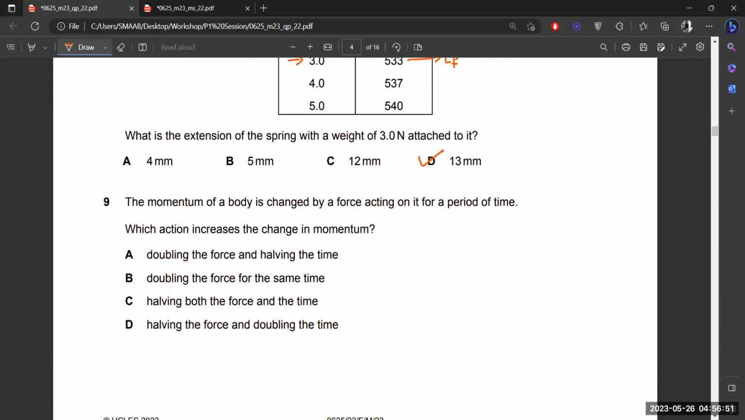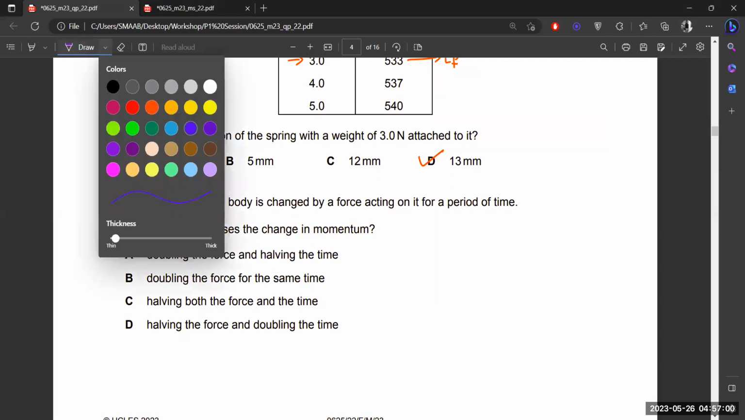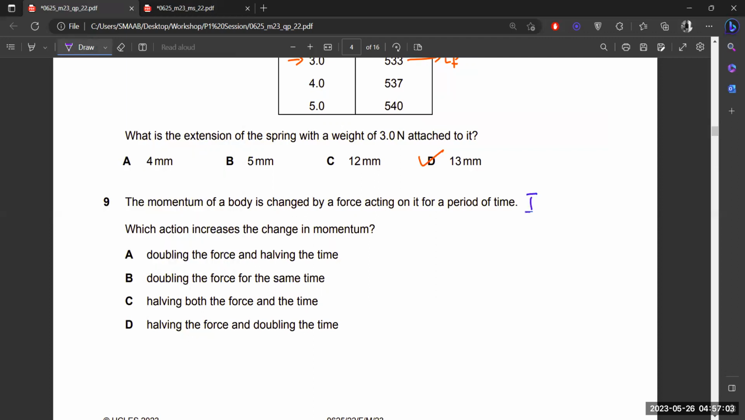Okay, so question number 9. The momentum of a body is changed by a force on it for a period of time. Basically, they are talking about impulse. We studied the concept of impulse. That is force acting for a short period of time. So what action increases the change in momentum? Doubling the force and half the time, doubling the force for the same time, halving the force and the time, halving the force and doubling the time.